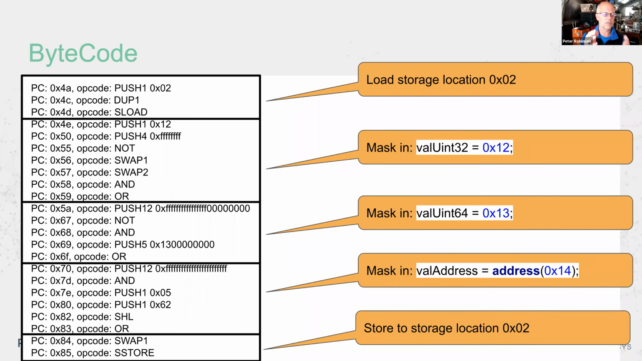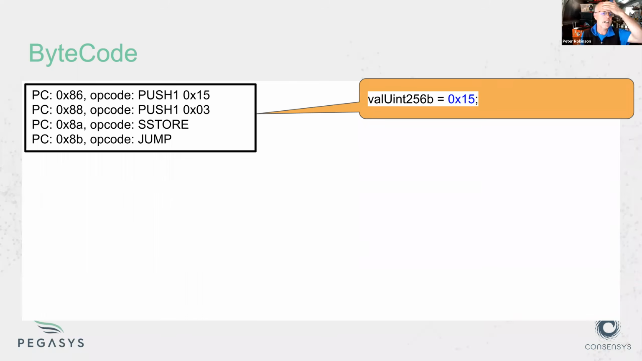Having these 3 variables in one location means if they're being manipulated at the same time, you're going to use fewer SLOADs and SSTOREs, which is going to affect the amount of gas you're going to use quite substantially. And again, this one here is just a word.